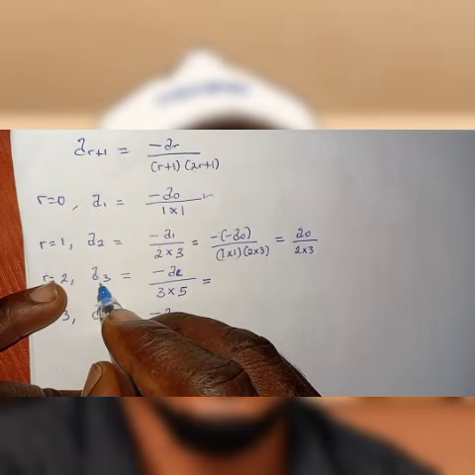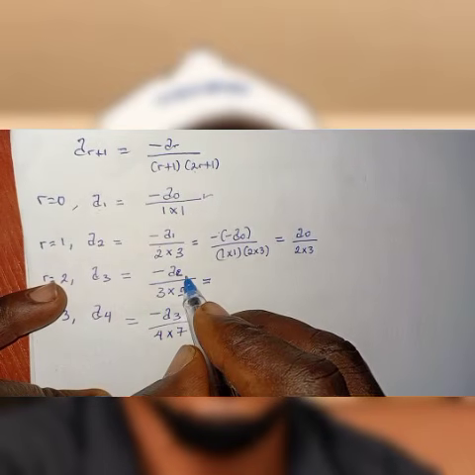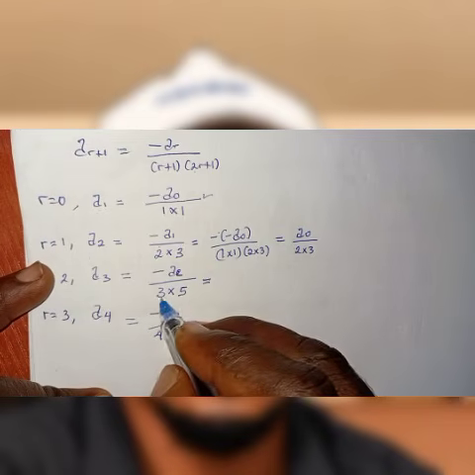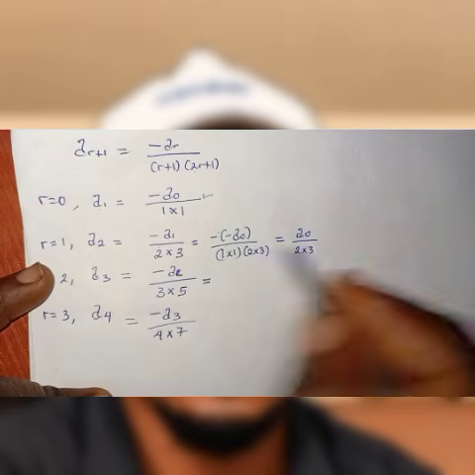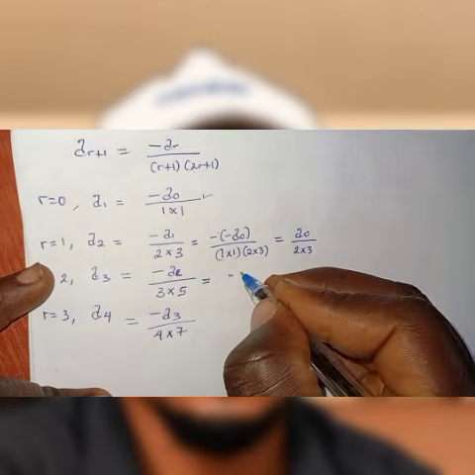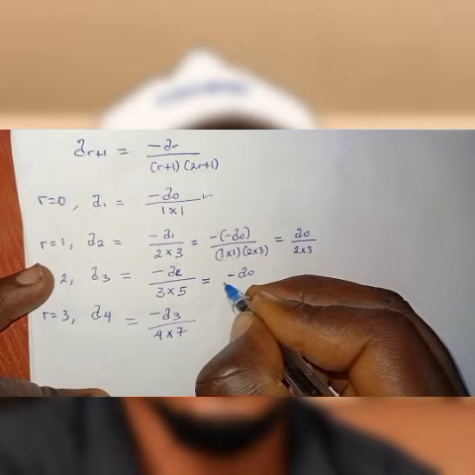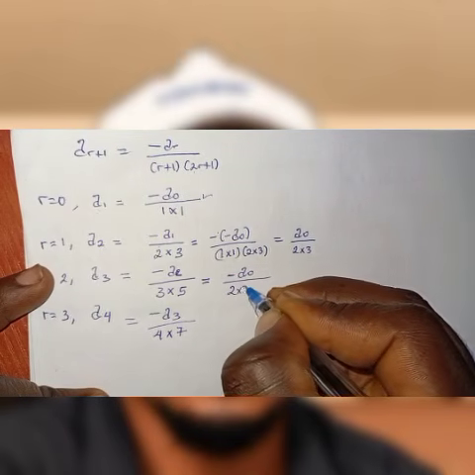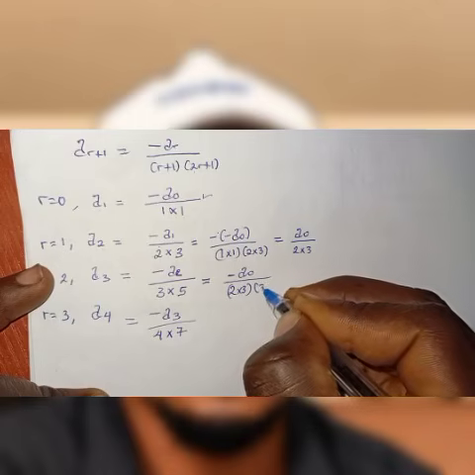Now when you get to a_3, a_3 is minus a_2 over 3 times 5. Then what's our a_2? This is our a_2. So that will be minus a naught over 2 times 3. Then 3 times 5.